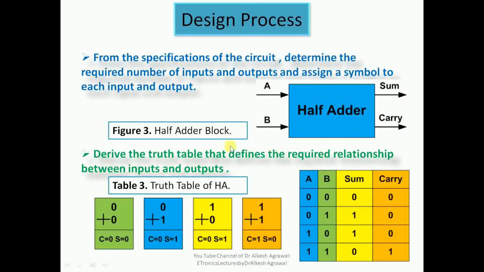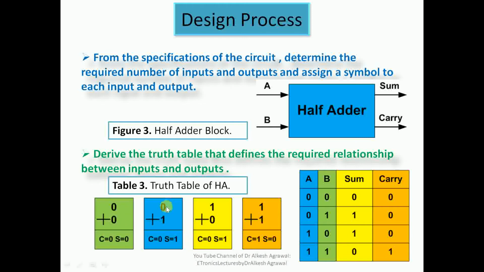So first we'll discuss how it works. Before that, the second step is to derive a truth table that defines the required relationship between inputs and outputs. So the inputs are A and B and the outputs are sum and carry, and we have this truth table. Before going into the details of this truth table, we have to discuss these rules, how this half adder adds. If the input bits are 0 and 0, the sum is 0 and carry is 0.